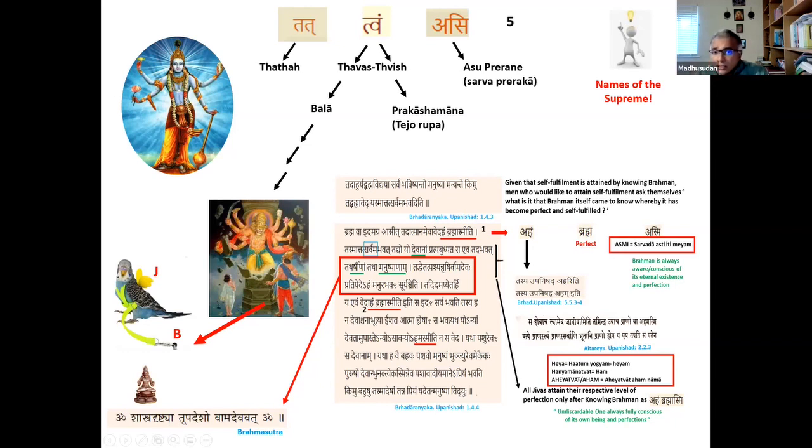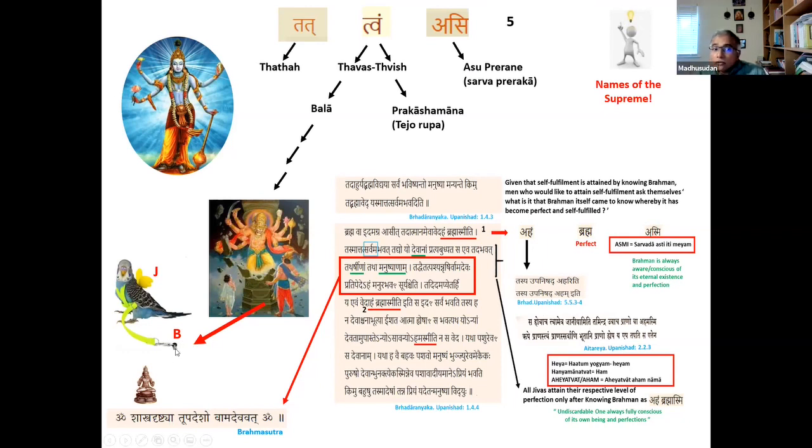Asi is the name of the Supreme. Asi comes from the root word asu prerane, which means sarva preraka, he who is the controller of everything. So when you look at the verse Tat Tvam Asi, these are all the names of the Supreme from another angle: Tat, Tavas, Twish, Asu prerane.